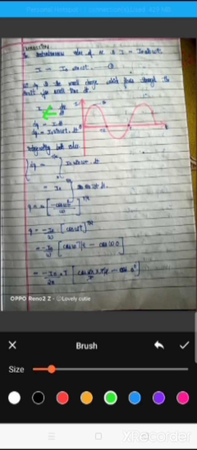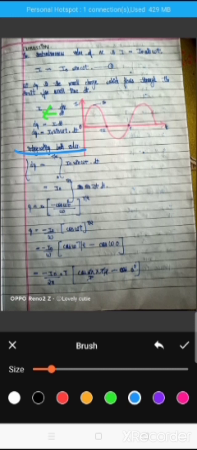And now we will integrate it both sides. Why we will integrate? Because to remove d. dq is a very small charge and we need to find only q. That's why we will integrate both sides. So integrating both sides from 0 to T by 2, I naught sine omega t dot dt. Now here I naught will come out because it is a constant quantity, and we will integrate from 0 to T by 2 sine omega t dot dt.